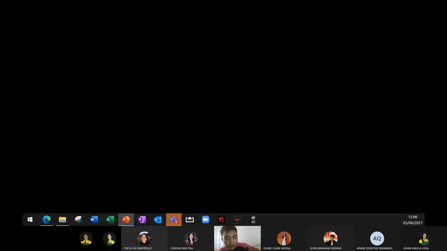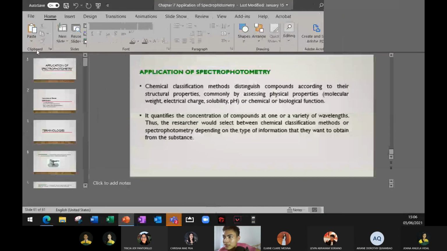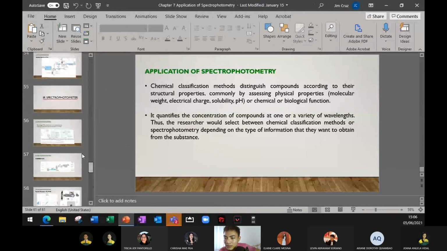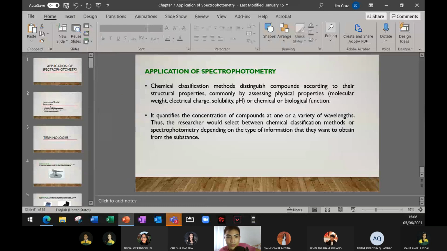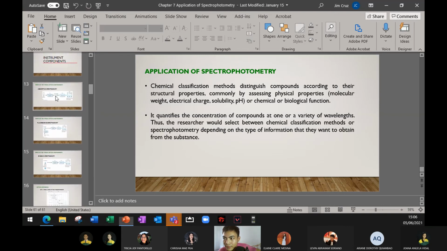And yeah, so that will be all for our last synchronous session. Okay? So again, takeaways lang bago tayo mag-end ng session. Ano yung idea dito? There are three types of spectrophotometric analysis: emission, absorption, and photoluminescence. So take note of the difference lang sa tatlo.